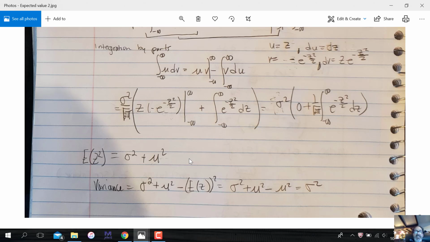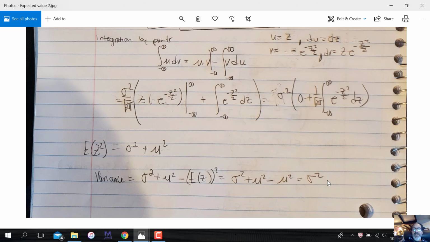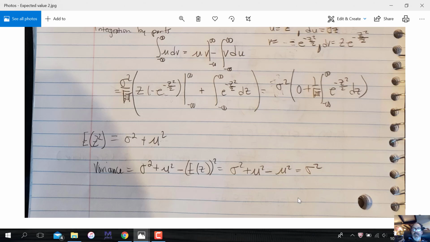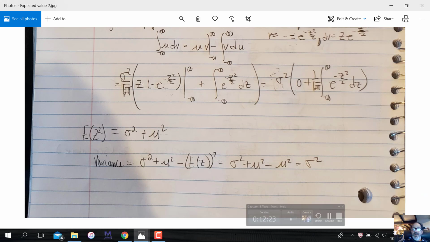And finally, the last thing we need is this last expectation. The expected value of z squared is mu squared. So that's all we have left. So sigma squared plus mu squared minus mu squared is equal to sigma squared. We're done, and this is our variance, which is sigma squared. So we're all done. Awesome.